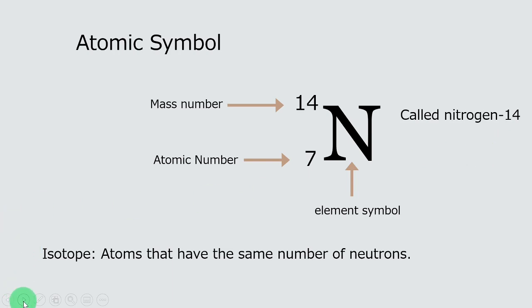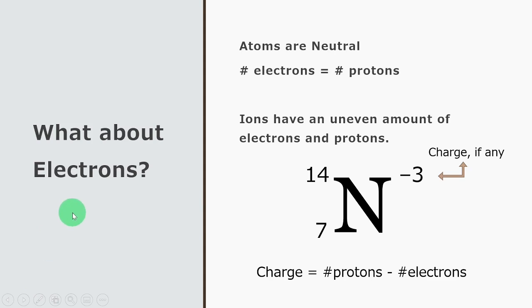Now, what about electrons? Well, atoms are neutral. So if we have 7 positive charges from the protons, we must have 7 electrons or 7 negative charges from the electrons. So the number of electrons is equal to the number of protons.